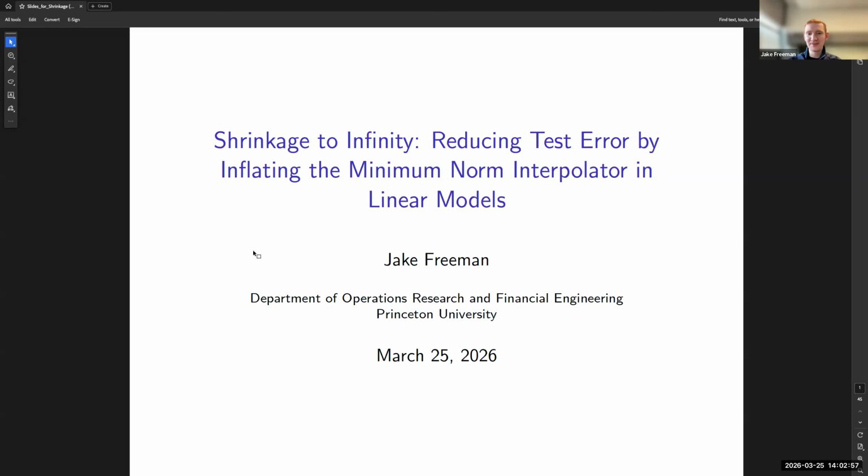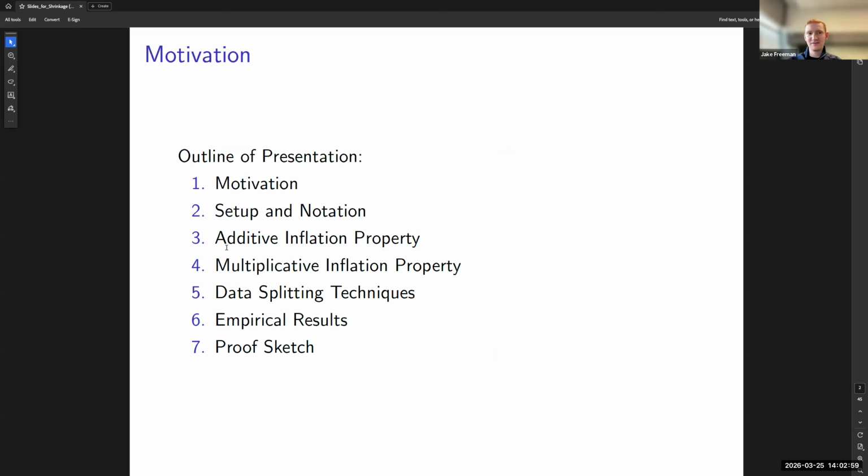But yeah, so today, the outline for this presentation is going to be starting off with the motivation for this work, followed by some setup and notation, and then we'll get into this additive inflation property we're going to talk about, and then a slightly stronger idea of multiplicative inflation. And then we're going to get into some data splitting type techniques, followed by some empirical results. And I have a sketch of some of the more interesting tricks that we use in this work.